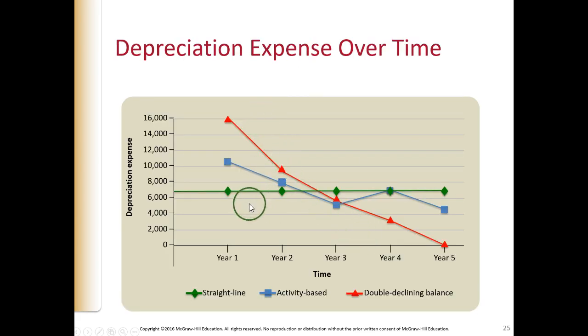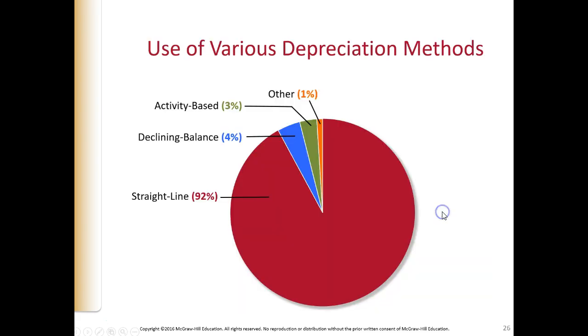Here's a chart showing straight line, same per year. Declining balance, starts high, gets low. Activity-based, might start a little bit high, might drop, might go back up, and so forth. Depends on your actual usage. Now, straight line is used by most companies for financial accounting reporting purposes. It just so happens also that most companies would also use declining balance for tax purposes, but for financial accounting they would use straight line depreciation.